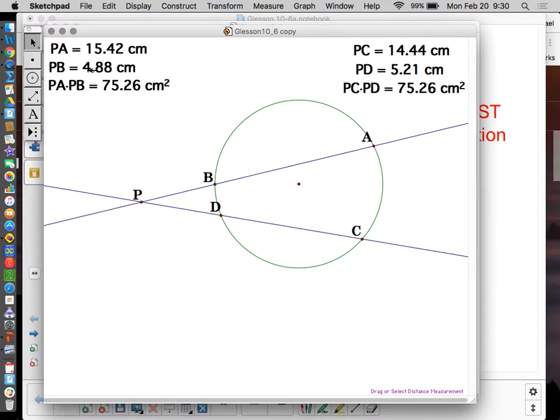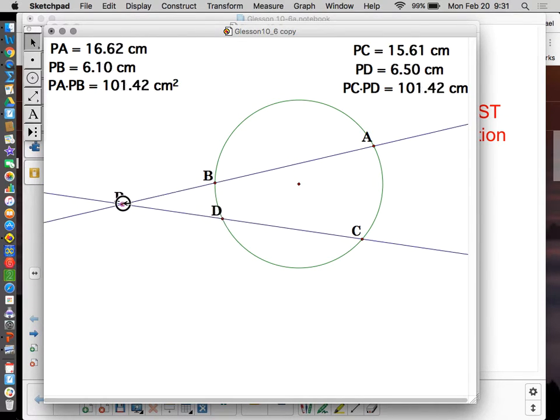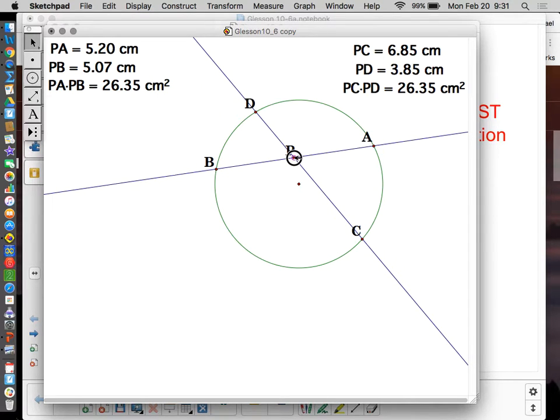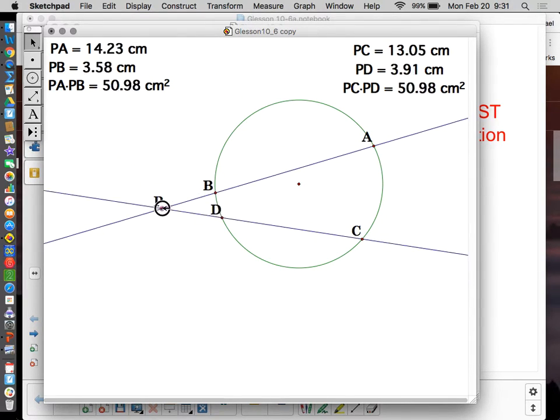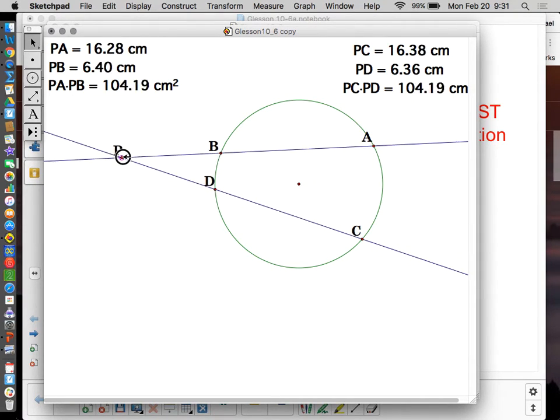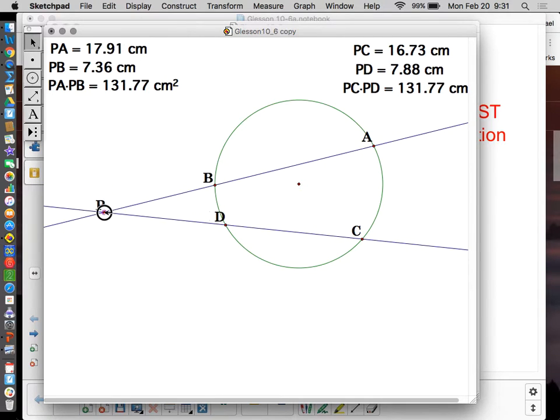Now, you'll notice that the individual segment lengths, PA, PB, PC, and PD, are different. But the product of those is exactly the same. PA times PB equals PC times PD. And it doesn't matter where point P is. If it's inside the circle, the same relationship holds. If it's outside the circle, the same relationship holds. It doesn't matter where that point of intersection is.